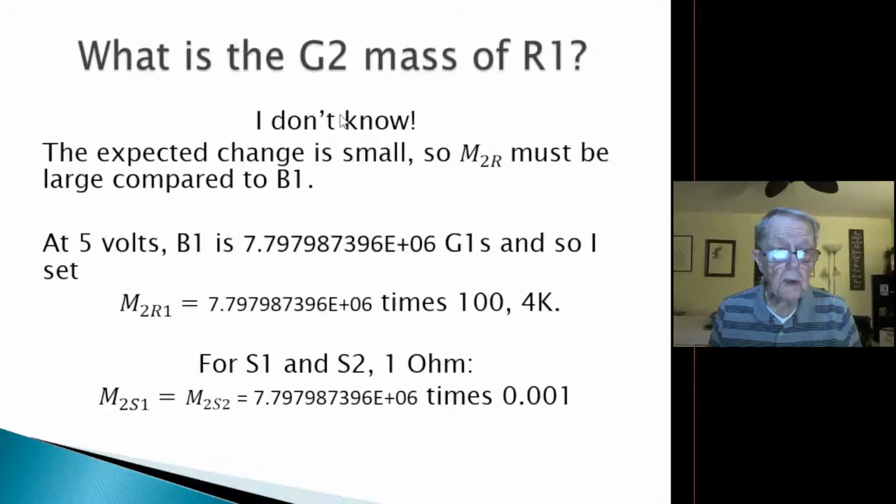And I went through this whole question of what is the G, and I'm guessing at this. The extreme value that you just saw for S1 and S2 in that previous chart is primarily based on my guess as to what the M2 mass of the R1 resistor and the S1, S2 resistor are. And chances are I'm way off. When I do some measurements, hopefully I'll find out what that number may be, but we'll have to see until I get the test done.